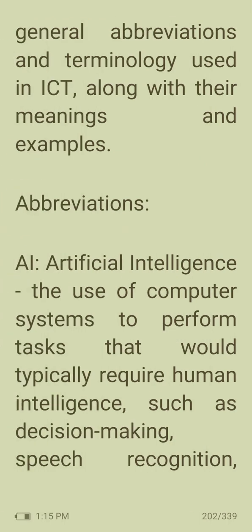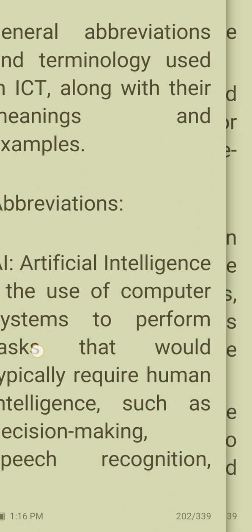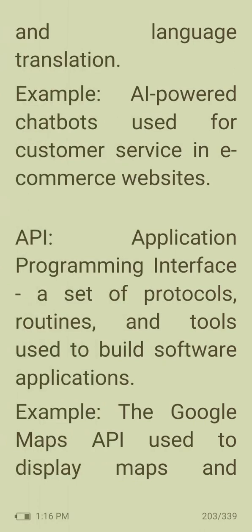In this essay, we will discuss the general abbreviations and terminology used in ICT, along with their meanings and examples. Abbreviations: AI, artificial intelligence, the use of computer systems to perform tasks that would typically require human intelligence, such as decision making, speech recognition, and language translation.